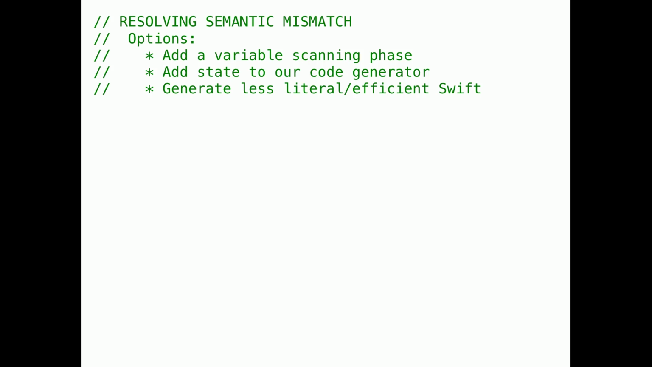We could also try to add state to our code generation routine, right? So as we're parsing, we're maintaining where we are, like when we've seen a variable or when we haven't seen a variable, whether we've declared it or not, and then try to output different code based on what's going on rather than just having a clean one-to-one mapping. But again, that could work. It's going to add complexity. The third option, and this is the one that I chose, was to just generate less literal, less efficient Swift, but Swift that had the same effects as the semantics I was expecting in Bitsy itself.